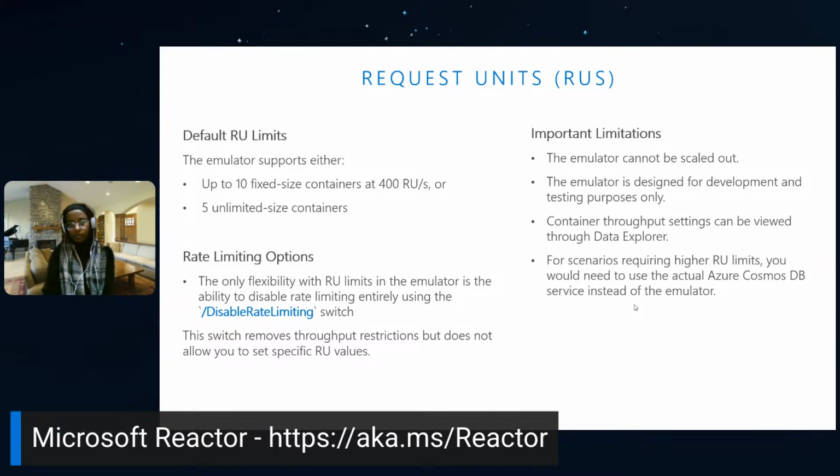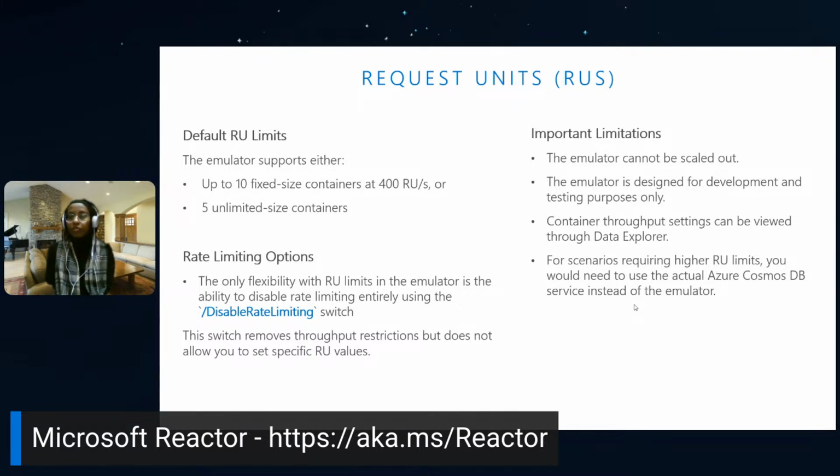But if I need some rate limiting options, I already have the disable rate limiting switch that I can use. This switch will remove the throughput restrictions, but it doesn't allow you to set specific RU values. There are some important limitations that we need to know: the emulator cannot be scaled out. So you are not dealing with a cloud, you are just dealing with something that you can test and learn with. It is just for testing purposes. Don't put it in your production applications. Just use it when you need to learn or test on your own or in your development phase.